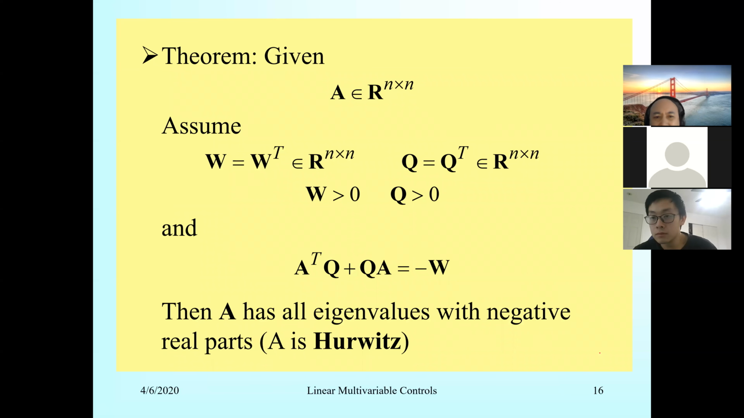So let's start from here. This is a theorem. If you want to check whether a given A matrix has all eigenvalues with negative real parts, in the complex plane, that means nothing is on the imaginary axis. How to do that? Basically, you give a W which is positive definite, with the negative sign making it negative definite. Then you solve what is called a Lyapunov equation.